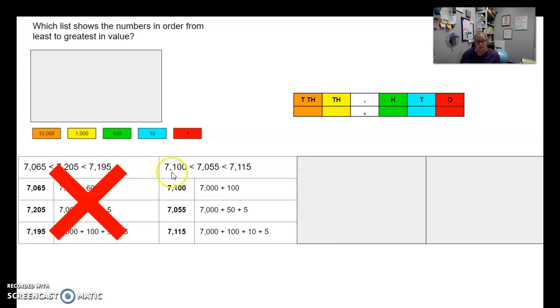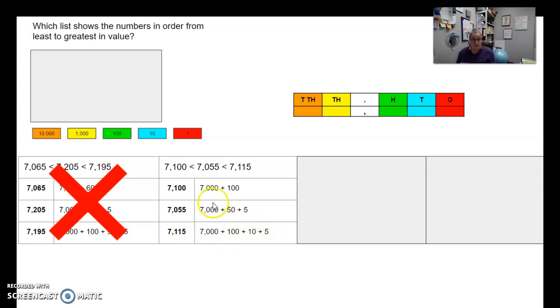Our next one says 7,100 is less than 7,055, which is less than 7,115. Again, I broke all of my numbers into expanded form so I'm able to see the value of each number. So 7,100 is 7,000 plus 100. 7,055 is 7,000 plus 50 plus 5. 7,115 is 7,000 plus 100 plus 10 plus 5.